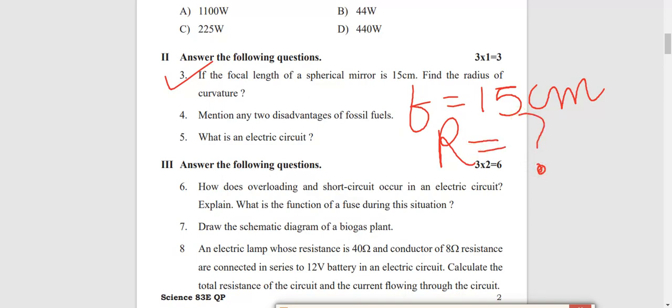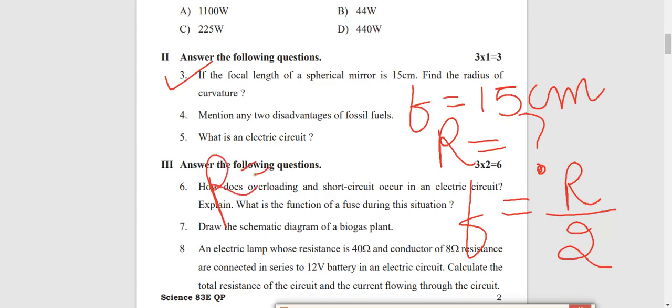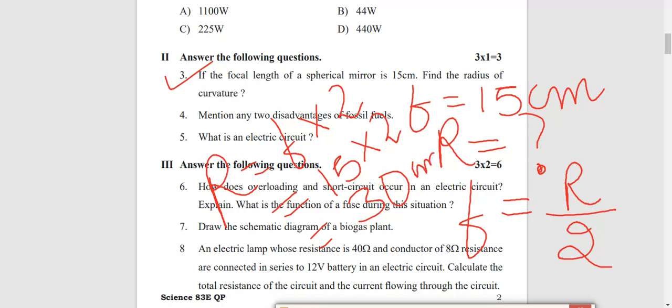One relation is there. This we have read again in the chapter light reflection and refraction. Focal length F is equal to R by 2. So over there, radius of curvature is not given. Focal length is given. So radius of curvature R is equal to F into 2, that is 15 into 2. So we will get 30. The radius of curvature over there is 30 centimeter. We have got the answer.